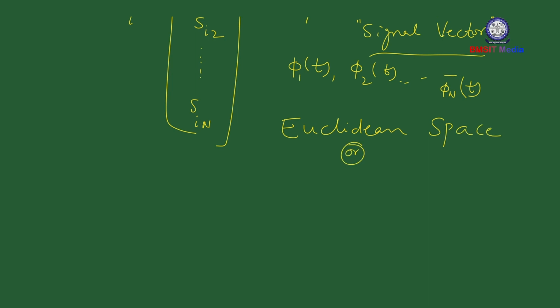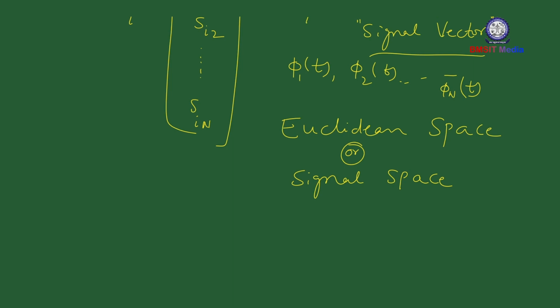Euclidean space, or it is also known as the signal space. Vector Si is called the signal vector. Si can also be regarded as a point with coordinates Si1, Si2 and so on up to Sin in an n-dimensional Euclidean space. Thus, the signals S1 of t, S2 of t and so on Sm of t can be considered as m points represented by the vectors S1, S2 and so on up to Sm in an n-dimensional Euclidean space with reference to axes phi1, phi2 and so on up to phi n.